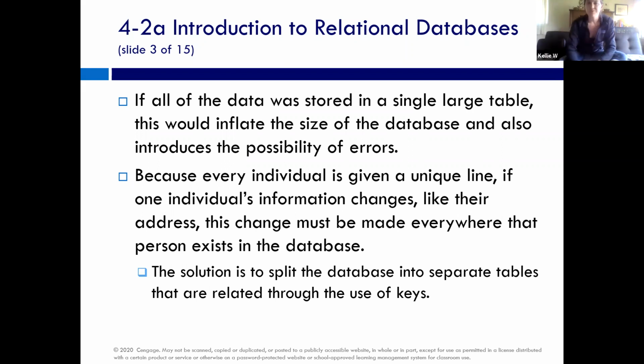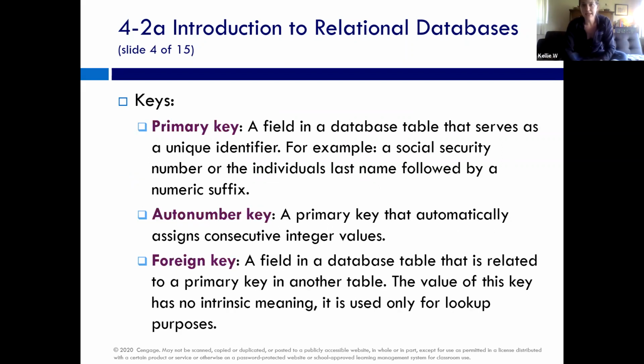So the solution is to split the database into separate tables that are related and use keys or identifiers to help tell our software program how to join those tables back together. So a primary key serves as a unique identifier. So if we had a table about employee information, their key is usually something like their social security number, or like their last name with some kind of numeric suffix, just something that's unique to that row.